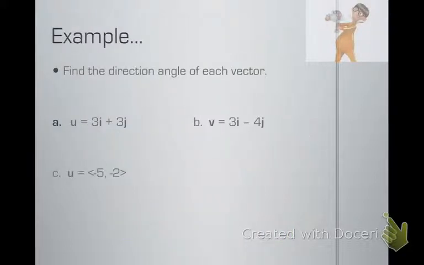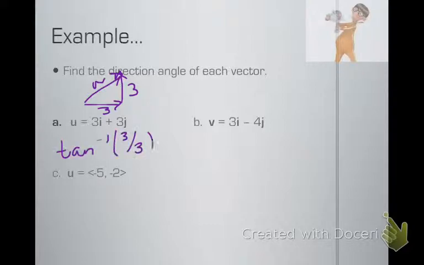So I'll do a couple of examples, and then I'll let you do one. If we're in the linear combination form with the i's and j's, so that means we have 3 units in the i direction, 3 units in the j direction. So there's my vector u. So if this is 3, we want the inverse tangent of 3 over 3, which hopefully you realize is going to be 45.